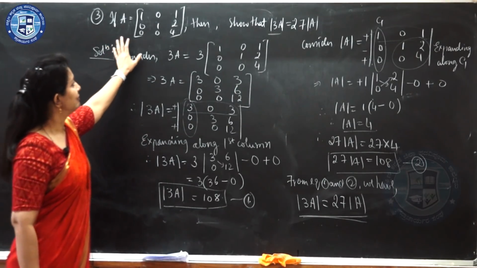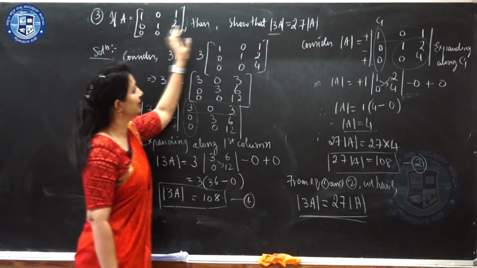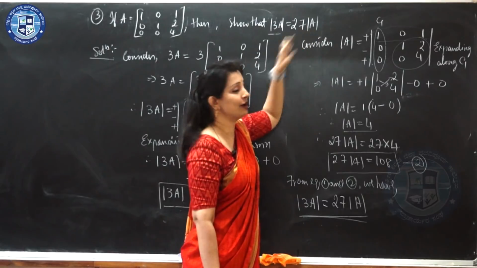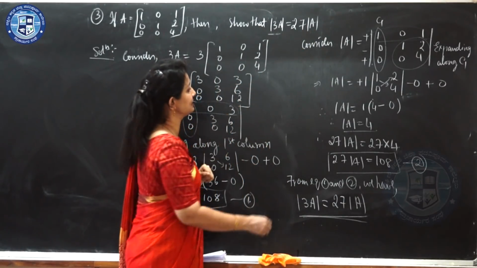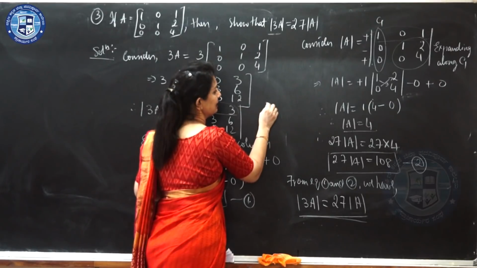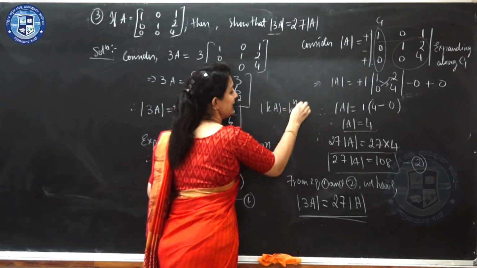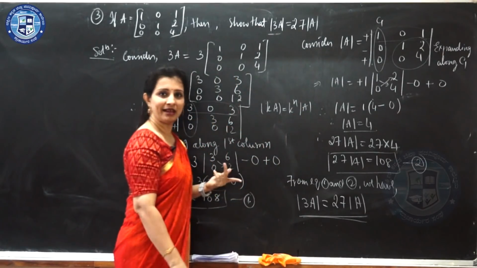So, for the determinant of matrix A given, we have to show that the determinant of 3A is equal to 27 times the determinant of A. Isn't it the same like K? The determinant of K times A is K to the power n into the determinant of A. Same like that, isn't it?